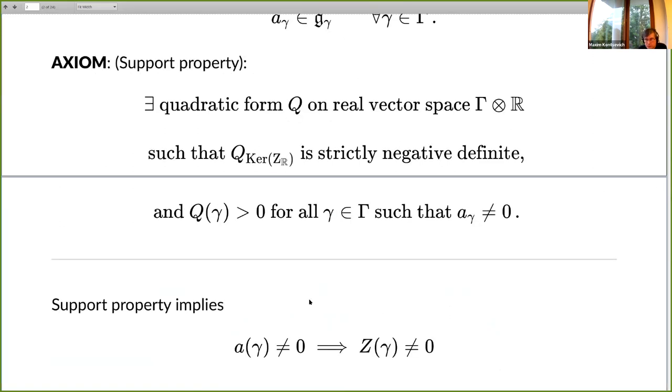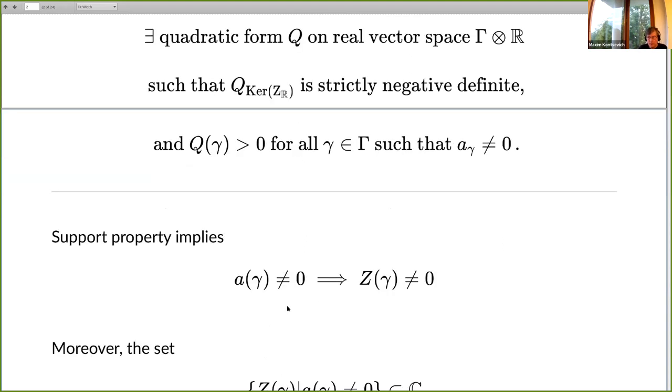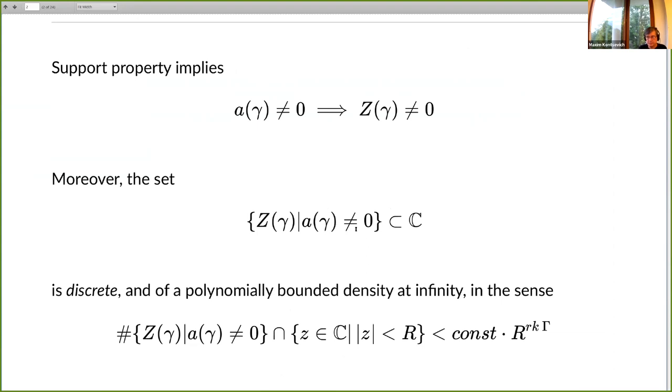So what you see immediately, oh, sorry, changing notation, A of gamma: elements of the lattice where I have non-trivial contribution have non-trivial central charge, because otherwise it will stay in the kernel and you get a contradiction. So it is a strange condition, and I claim that it implies that the set of values of central charge for these gamma, which support my stability structure, is a discrete subset of complex numbers which doesn't contain zero, and it has polynomially bounded density at infinity. In the sense that if you consider how many elements are in a circle of a large radius, then this number will grow at most polynomially, and the power is equal to the rank.